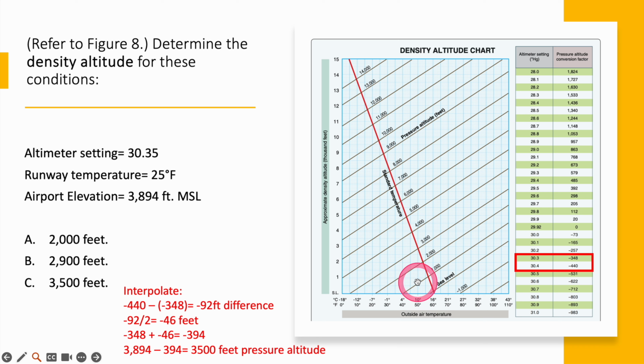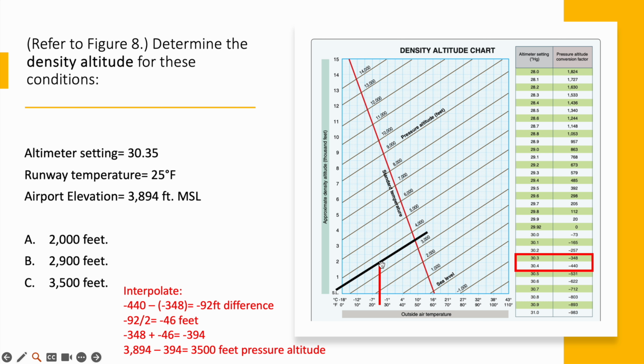We take that information and then find 3,500 feet on the left table. These black lines that are going diagonally are your pressure altitude. Runway temperature was 25 degrees Fahrenheit. So you find 25 degrees Fahrenheit here at the bottom. Trace that straight up until it intersects 3,500 feet. So here's 4,000 and 3,000. This should be your pressure altitude line right here. And there's that plot point.